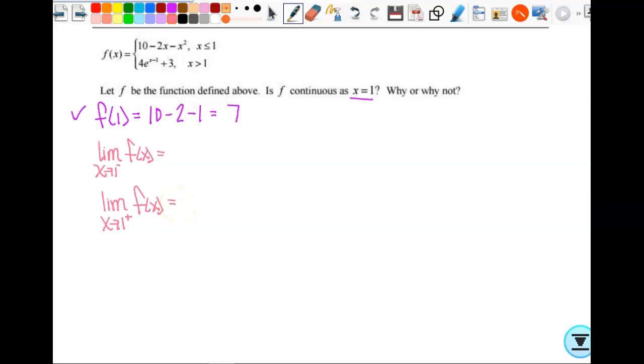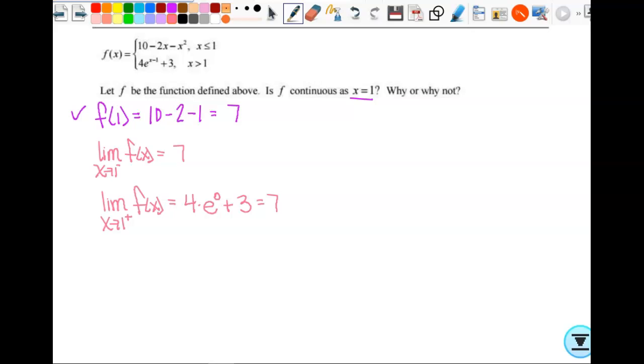It looks like we could just do that with substitution. Won't I get the same thing here when I substitute this in? So that's just 7. Then from the right, this is going to be 4 times e to the 1 minus 1, which is 0, plus 3. What's e to the 0 power? 1, so this equals 7. Does that make sense?